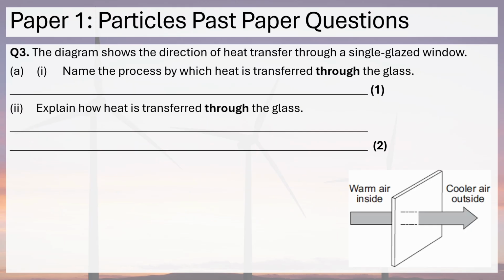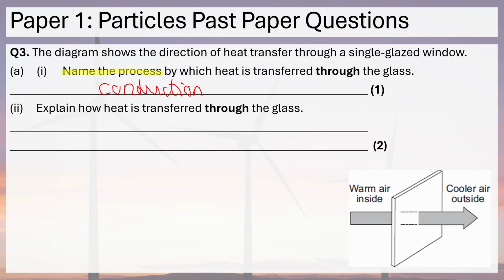Question 3. We're looking at heat transfer through a single glazed window. And first of all, just name the process. So it's a nice, easy one, this. We just got to remember the name of the process, which of course is conduction. Remember, conduction is how heat energy is transferred through solids.